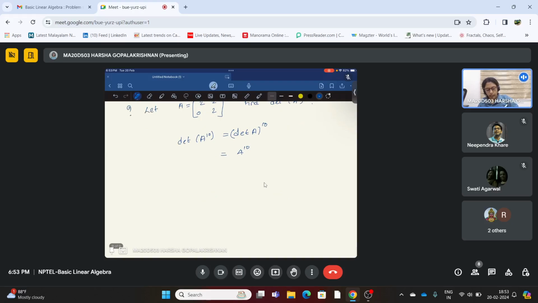Here one thing to note is: if we have a diagonal matrix or a triangular matrix, what will be the determinant?